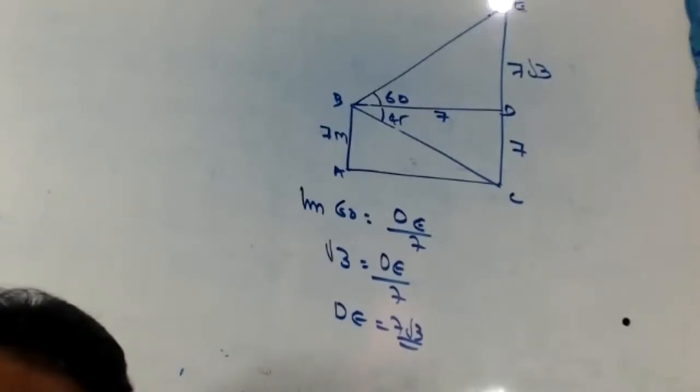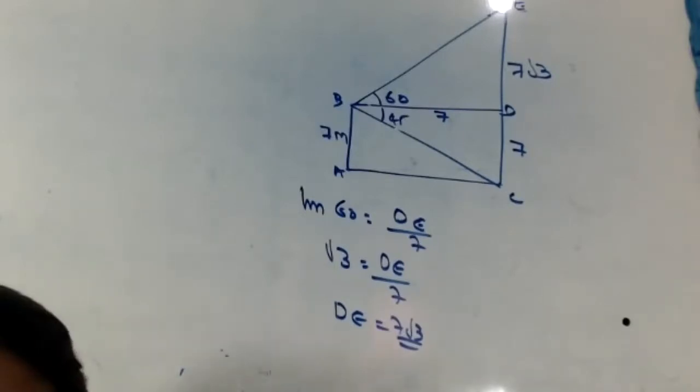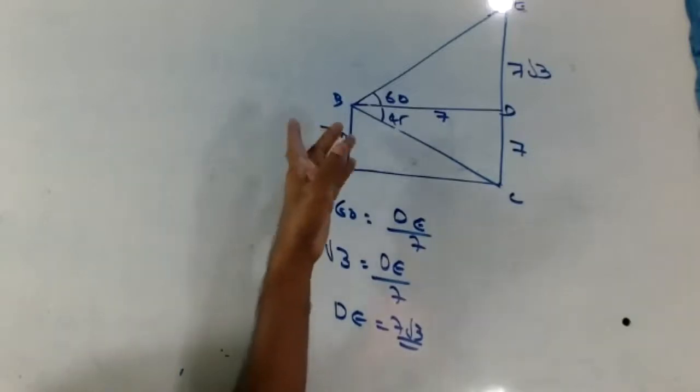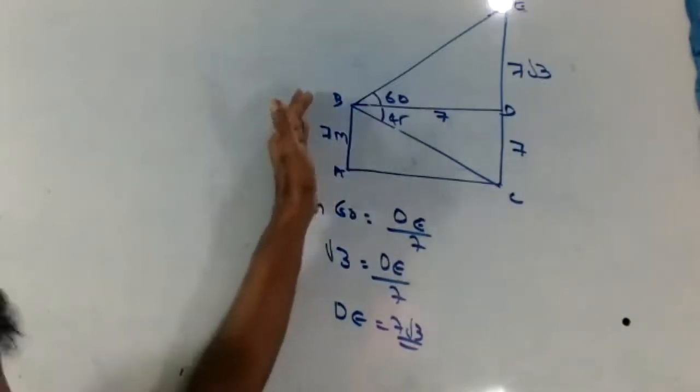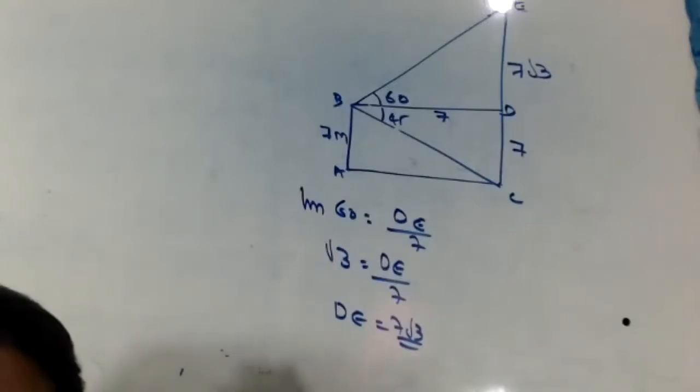Yes, we should find the height of the tower. Tower is CE. We have to find the height of the tower because this building's height is given. So the next one only we have to find out. Okay, next question, right?